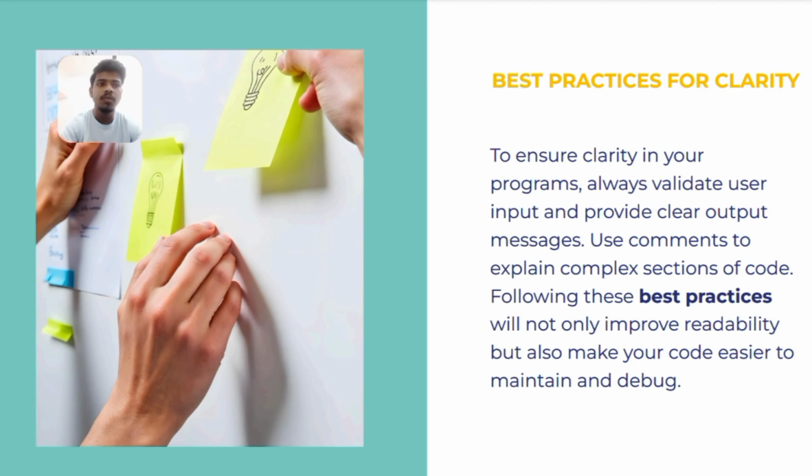Best practices for clarity. To ensure clarity in your programs, always validate user input and provide clear output messages. Use comments to explain complex sections of code. Following these best practices will not only improve readability but also make your code easier to maintain and debug.